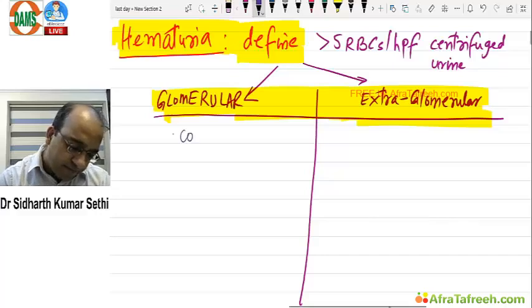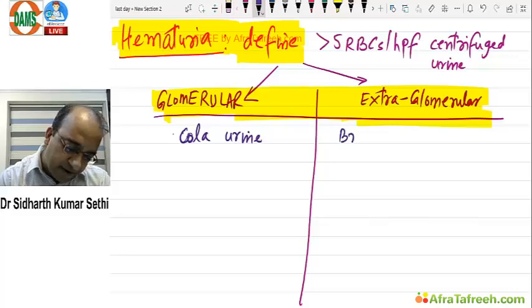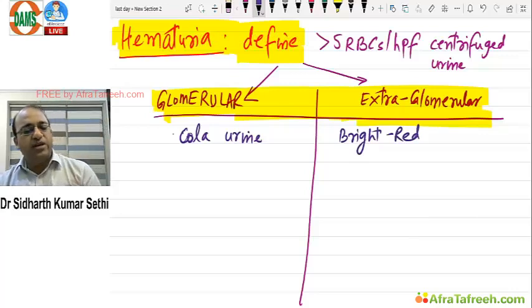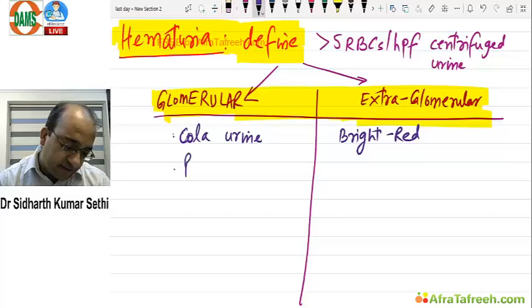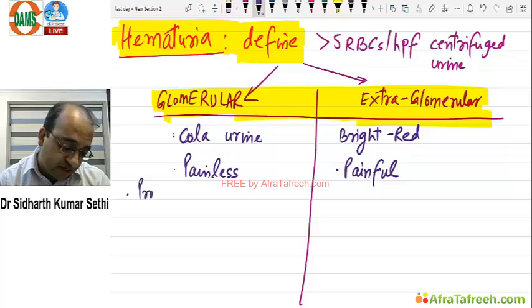cola urine. Cola urine is glomerular, while bright red urine is extraglomerular. When the hemoglobin is passing through the tubules, it's digested on the way. So cola urine is glomerular. Glomerular is painless, while extraglomerular is painful. Glomerular may be associated with proteinuria.